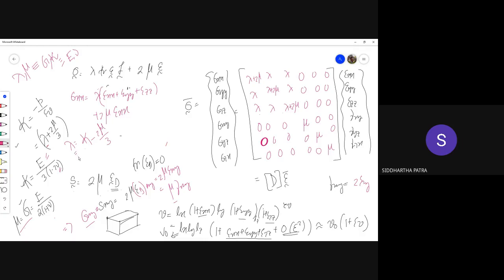And then substitute over here, and try to get the final expression for the elasticity tensor with respect to Young's modulus and Poisson's ratio.